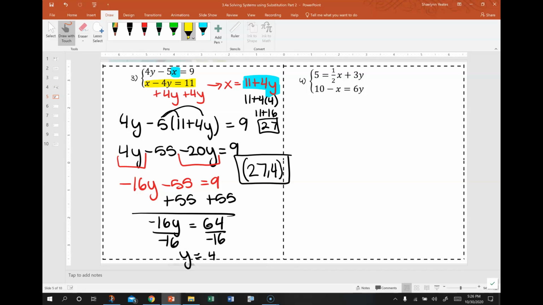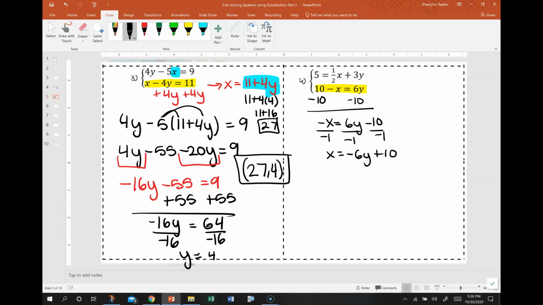Alright, so right here I notice immediately that this is probably going to be the easiest one to solve for a variable. So I'm going to subtract 10 from both sides, and I get negative x equals 6y minus 10. And I need to get rid of that negative 1, so I divide everything by negative 1. And I get x equals negative 6y plus 10. Now I can easily take this negative 6y plus 10 and plug it in for this x.